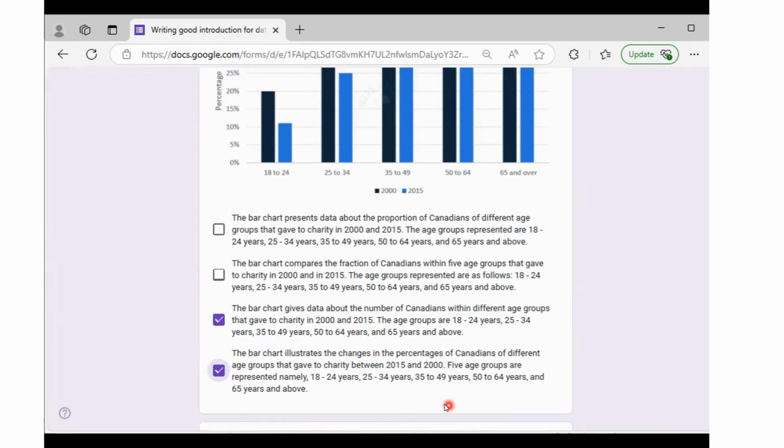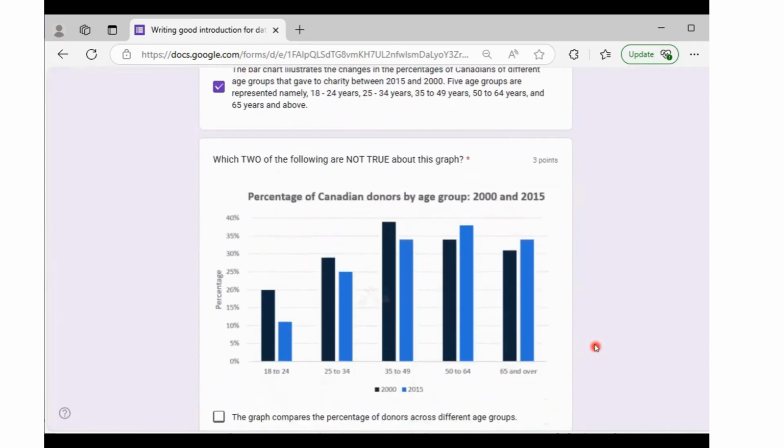Maybe you have something for 2000, you have something for 2005, you have something for 2010, you have something for 2015. In that case, you can say between 2000 and 2015. But if you have just 2 years, you cannot use the word between. What you should say is what? In 2000 and in 2015. So the last two options are faulty.